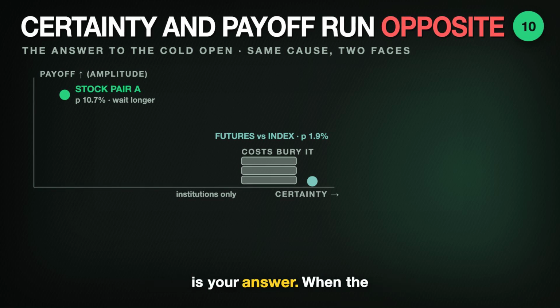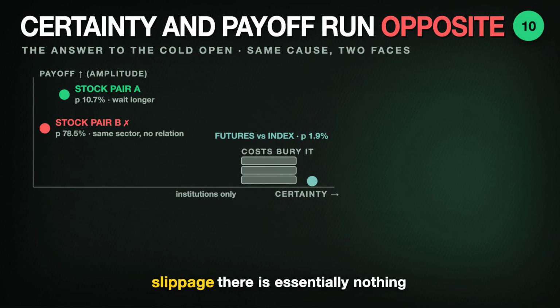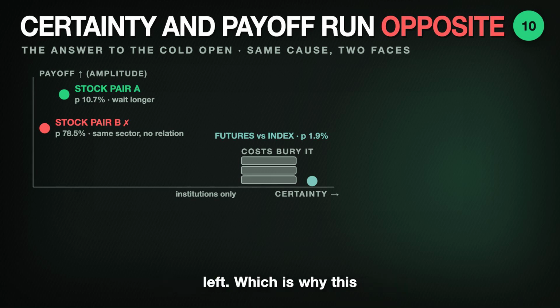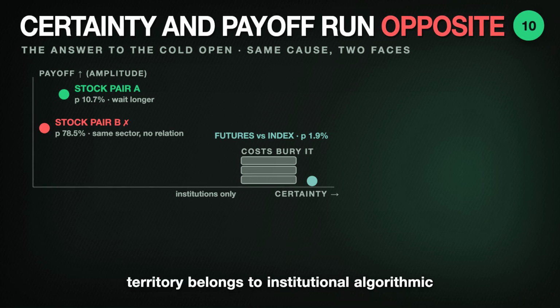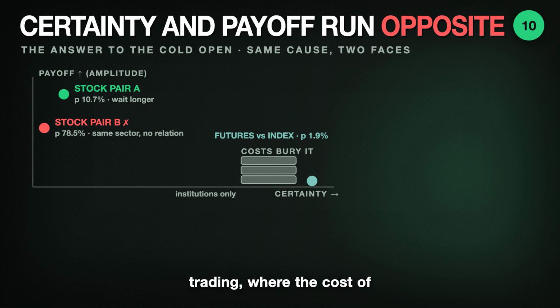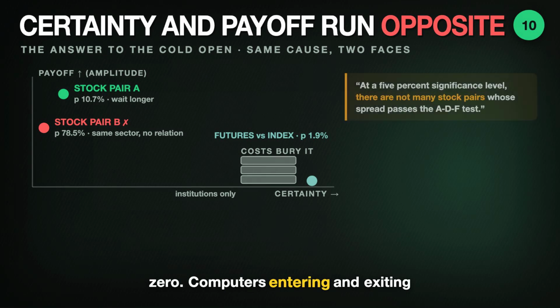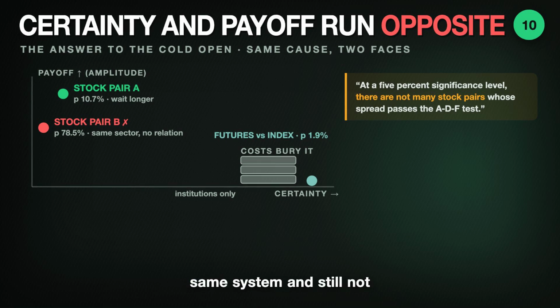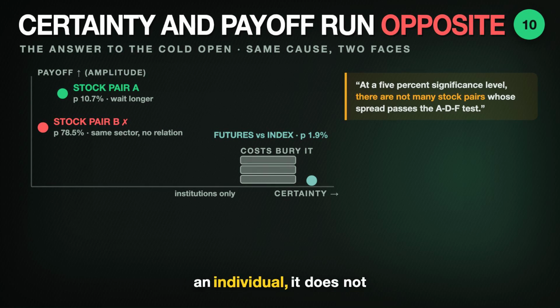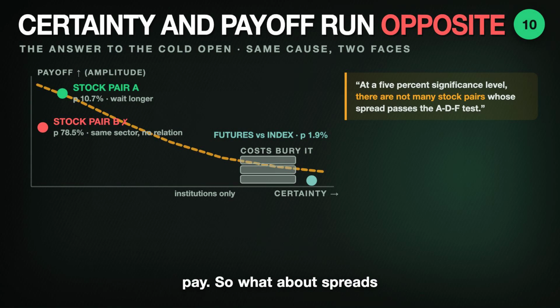And there is your answer. When the amplitude is that small, once you have paid commissions and slippage, there is essentially nothing left. Which is why this territory belongs to institutional algorithmic trading, where the cost of doing business is close to zero. Computers entering and exiting on a scale of seconds. An individual can build the same system and still not clear a profit because the swing is simply too small. It is certain, and for an individual, it does not pay. So what about spreads between individual stocks?